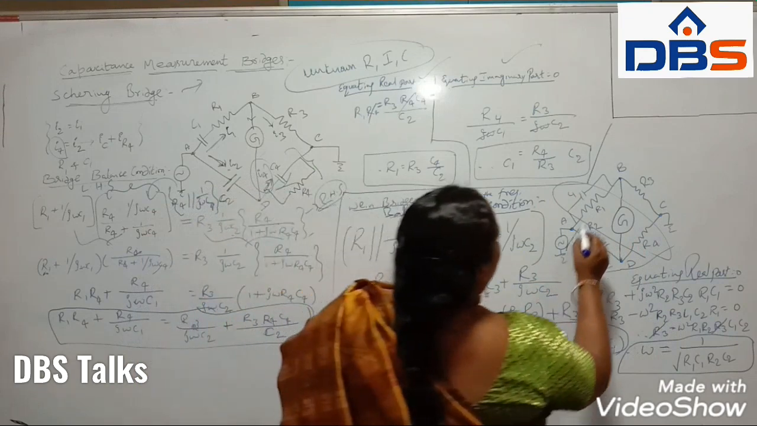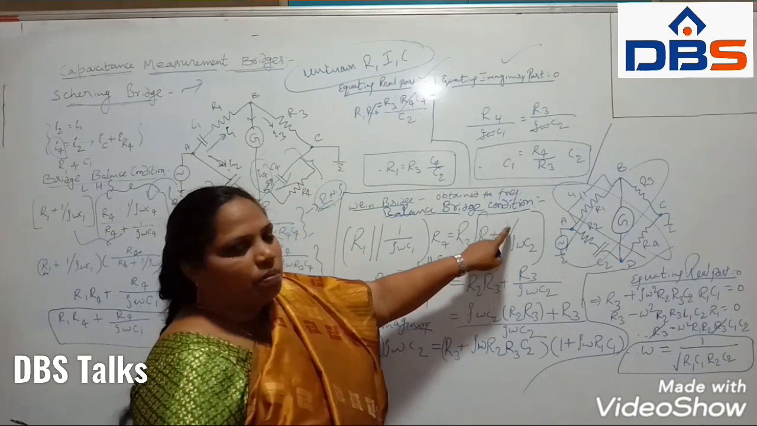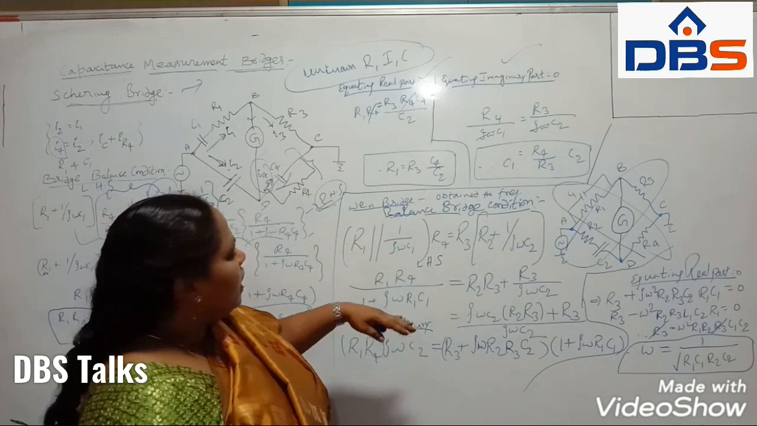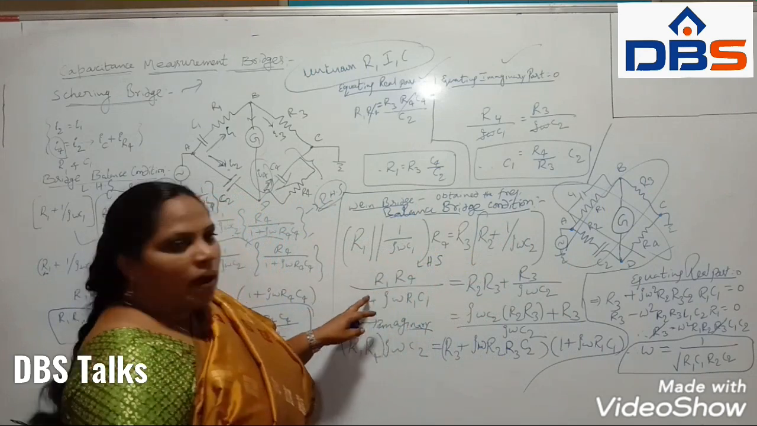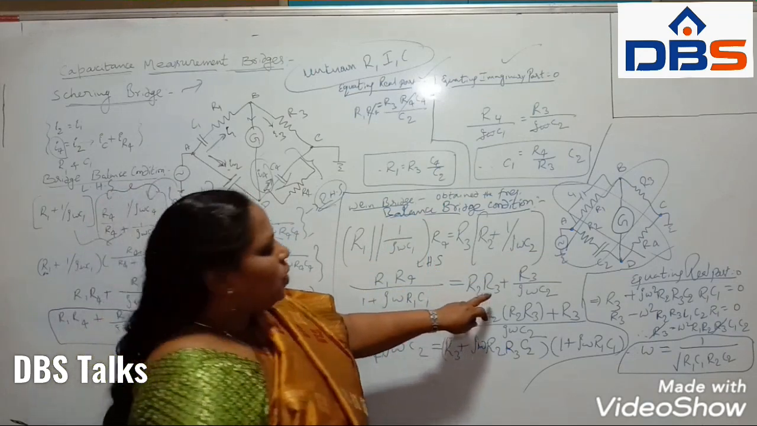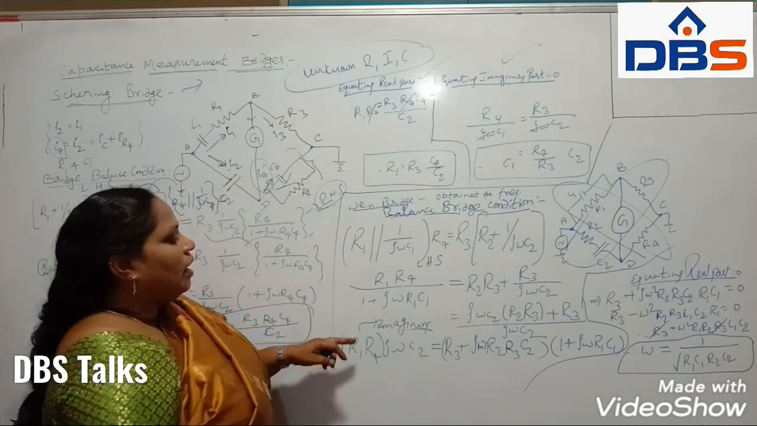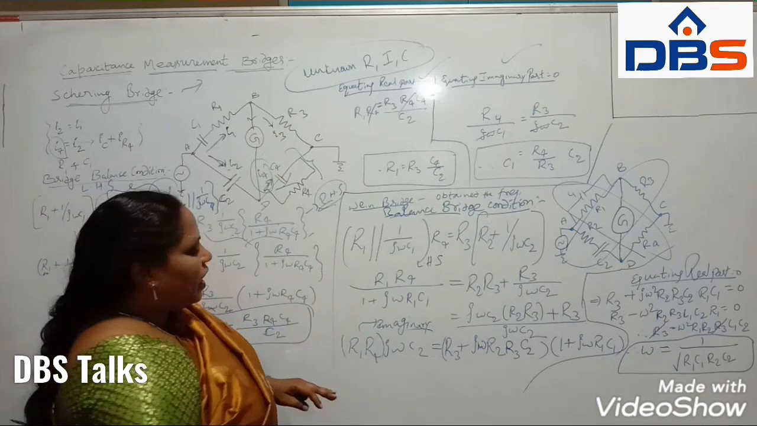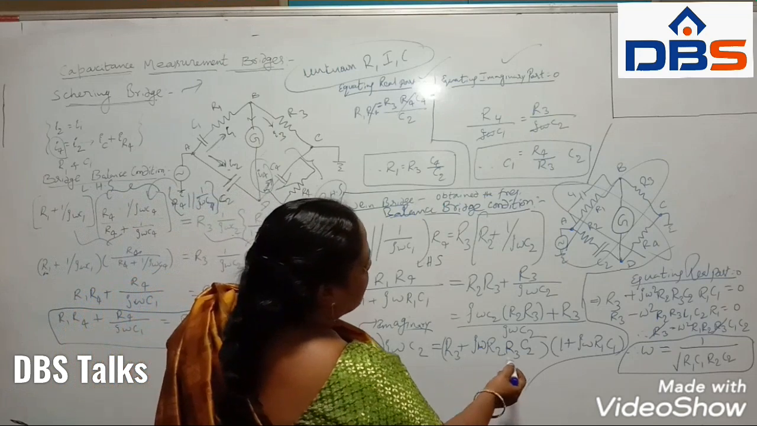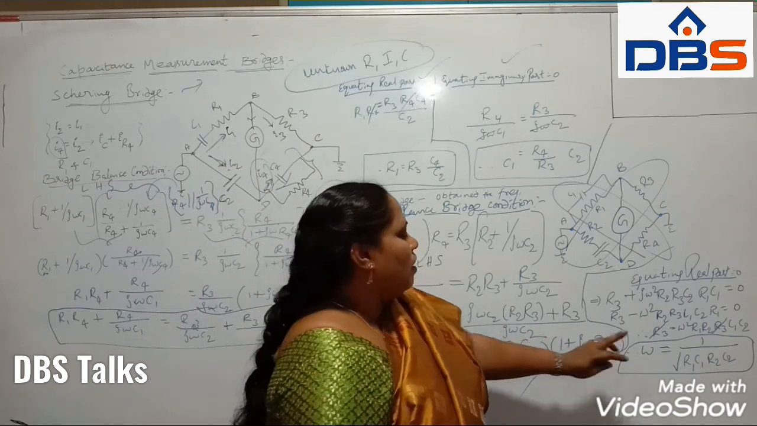What is the other combination? This is the other combination, R3 into R2 plus 1 by j omega C2. From this equation you simplify, then you will get R1 R4 by 1 plus j omega R1 C1 is equal to R2 R3 plus R3 by j omega C2. After simplification, R1 R4 into j omega C2 is equal to R3 plus j omega R2 R3 C2 into 1 plus j omega R1 C1.